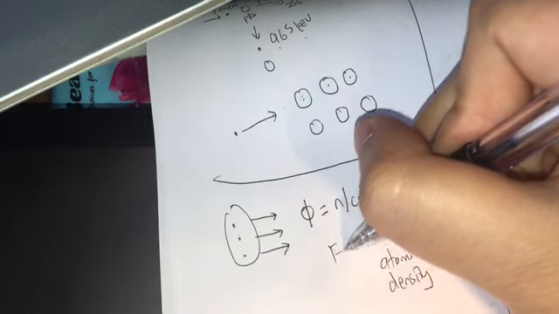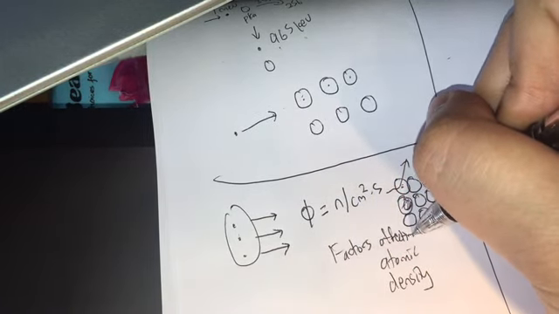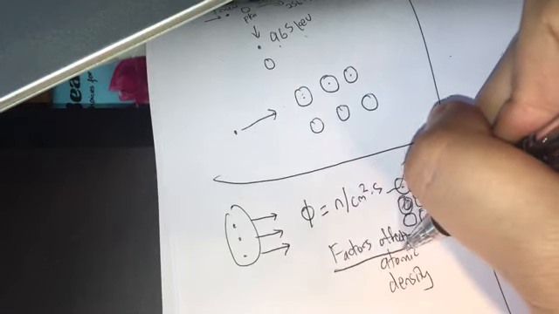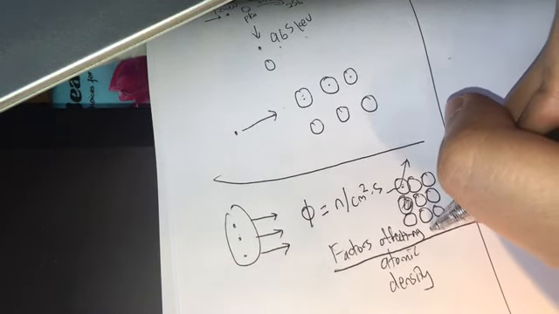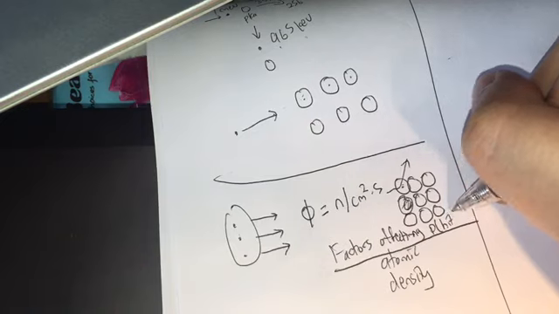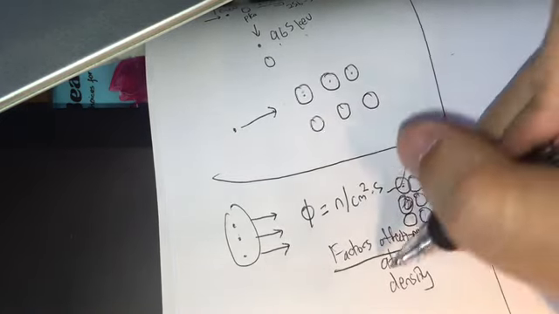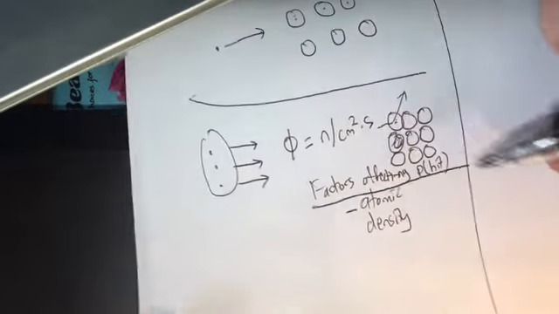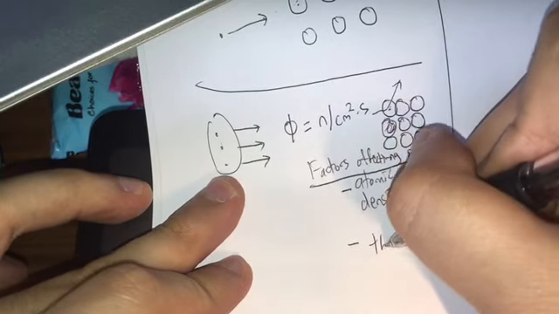So we have factors affecting the chance of hit. The factors affecting the probability of hitting. So firstly is atomic density. And the other thing we want to consider is the thickness of the lattice.